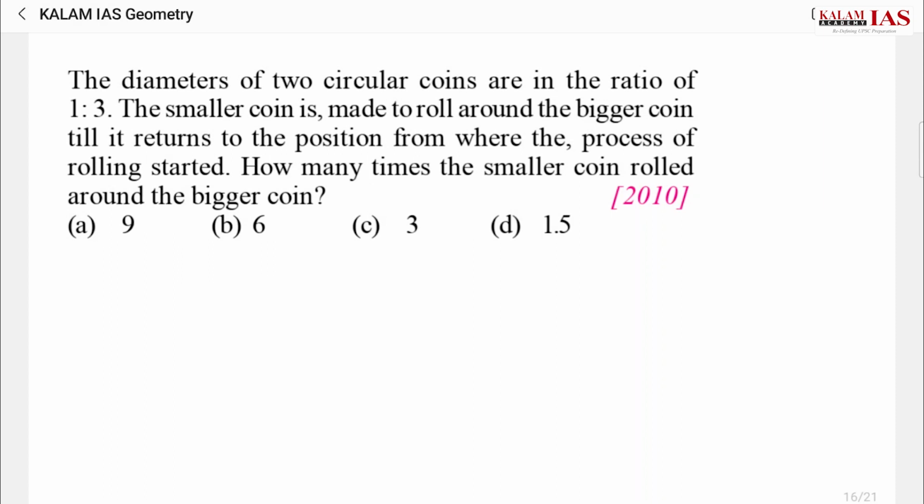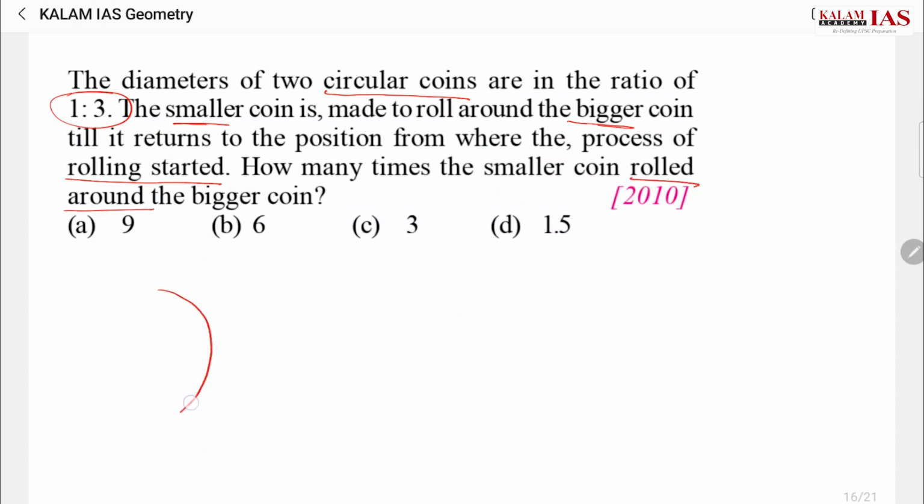Let's start this question. It is given the diameters of two circular coins are in the ratio 1:3. The smaller coin is made to roll around the bigger coin till it returns to the position from where the process of rolling started. How many times did the smaller coin roll around the bigger coin?